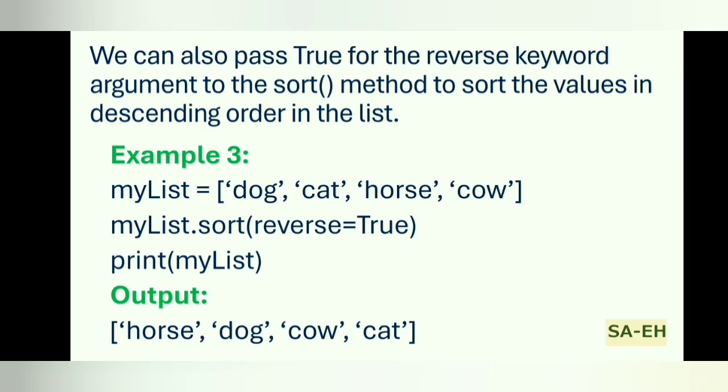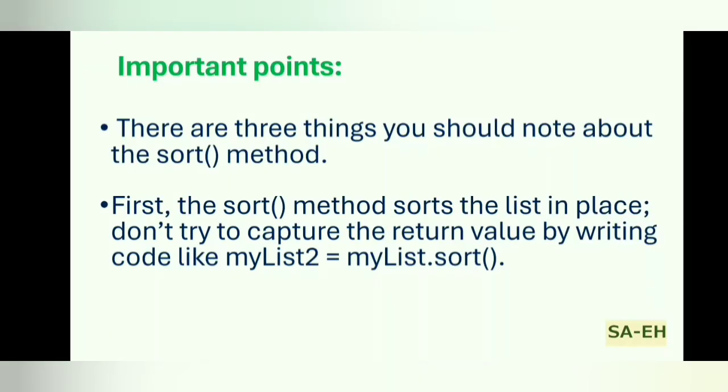In this example, the first thing I did was create a new list with the 4 string values dog, cat, horse and cow and assign it to the variable myList. In the next statement, I call the list.sort method. Here we set the keyword reverse to True to sort the list in descending order. The print statement print myList will print the output. The output is horse, dog, cow and cat.